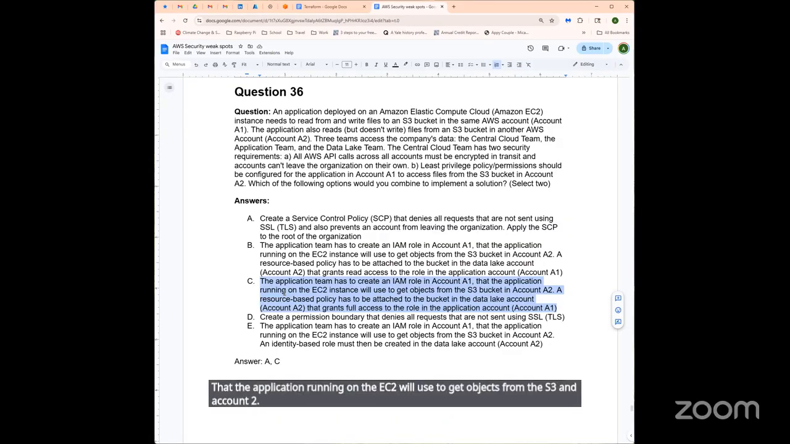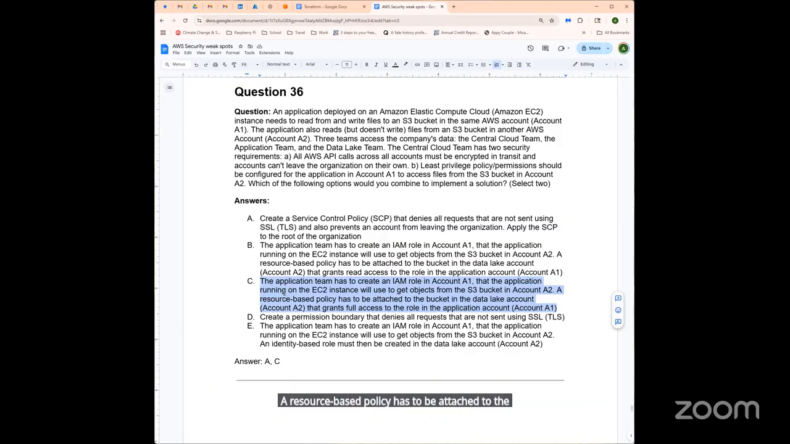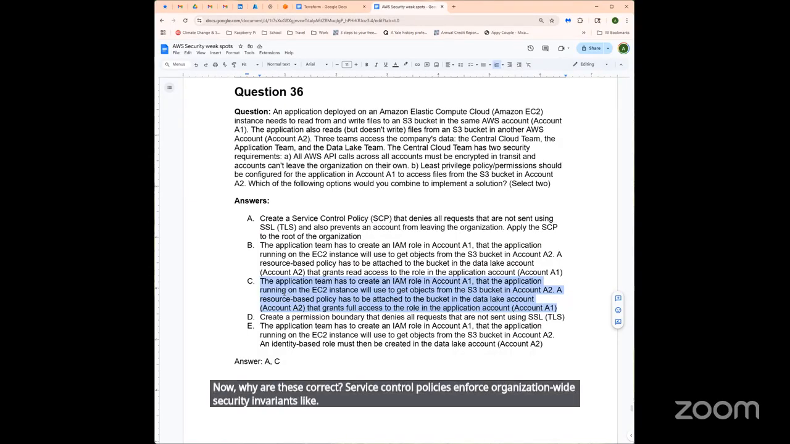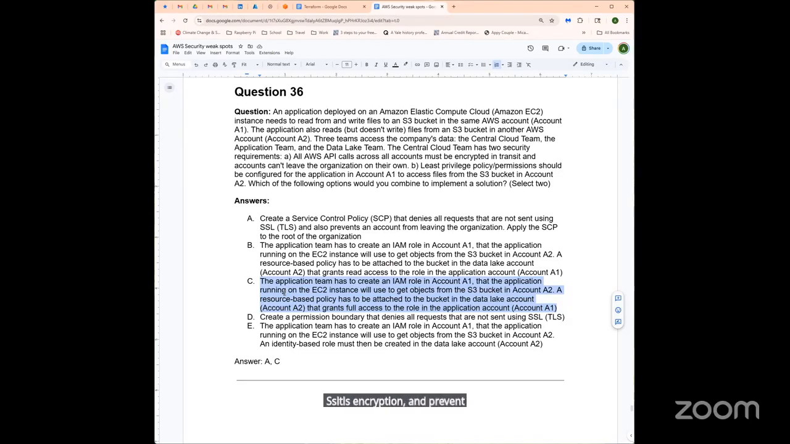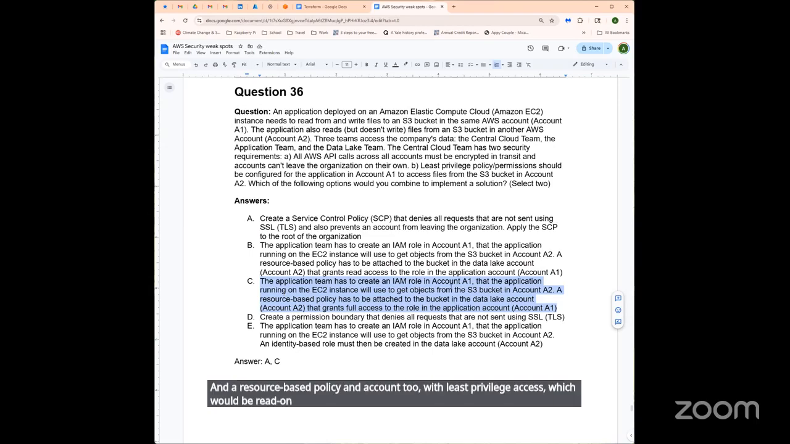A resource-based policy has to be attached to the bucket in the data lake account in account 2 that grants full access to the role in the application account in account 1. Now, why are these correct? Service control policies enforce organization-wide security invariants like SSL/TLS encryption and prevent account departure. Always a good choice. Then, the cross-account S3 access requires both identity-based policies in account 1 and a resource-based policy in account 2 with least privilege access, which would be read-only as specified from this question.